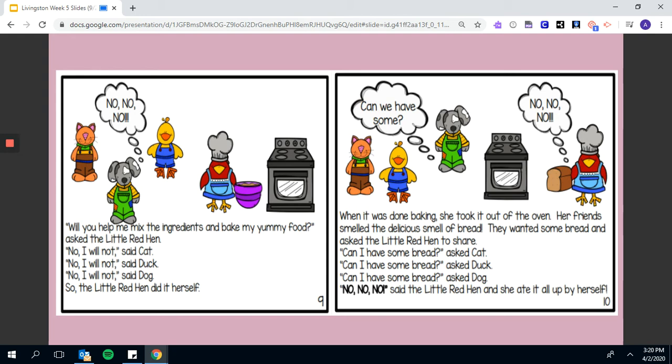When it was done baking, she took it out of the oven. Her friends smelled the delicious smell of bread. They wanted some bread and asked the little red hen to share. Can I have some bread? Asked Cat. Can I have some bread? Asked Duck. Can I have some bread? Asked Dog. No, no, no, said the little red hen. And she ate it all by herself. The end.